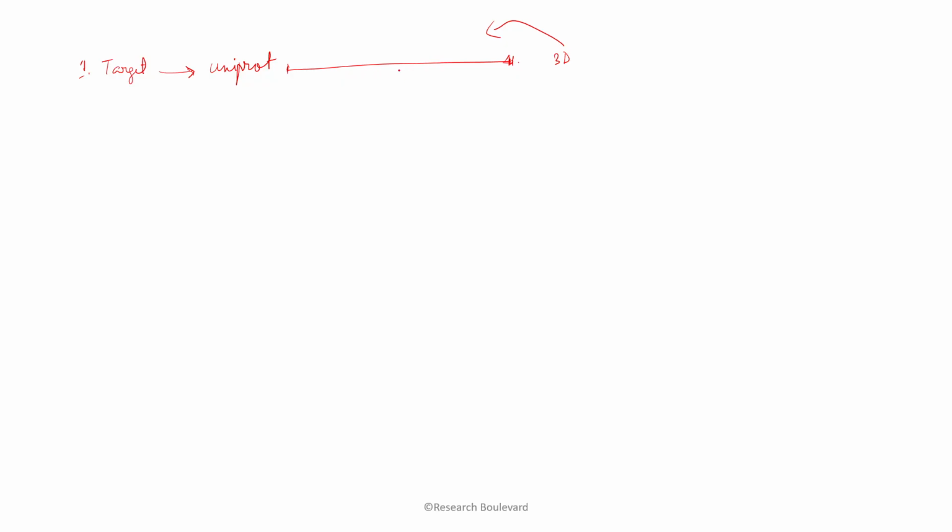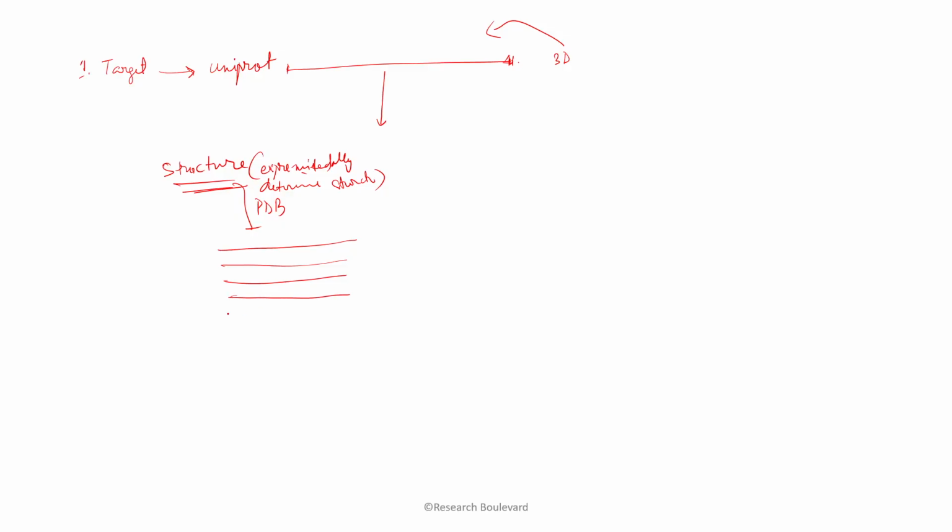So what you can do is take this sequence and search in the structure database. What is this structure database? They have experimentally determined structures in this database. For example, we have PDB, right? In PDB, all the experimentally determined structures are stored. For these experimentally determined structures, they also have sequences. All these sequences have corresponding experimental structures.